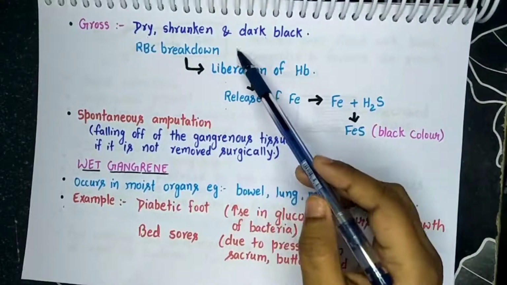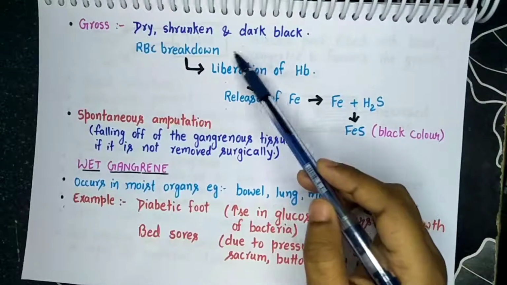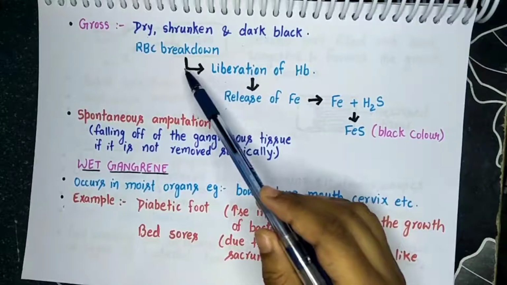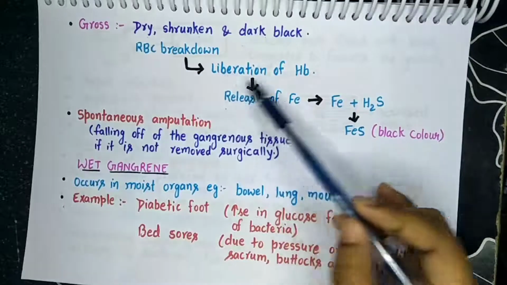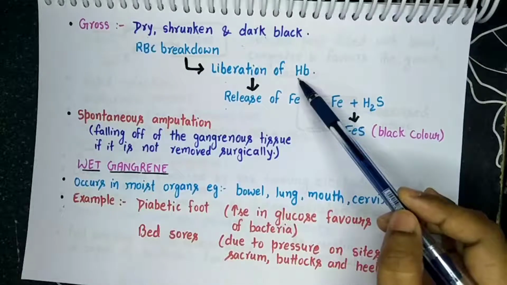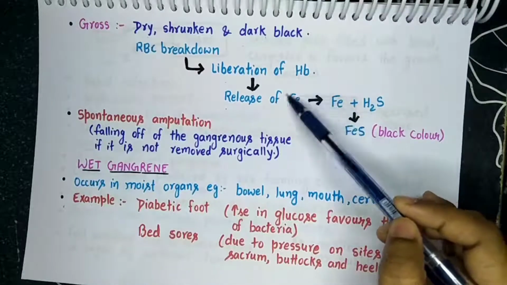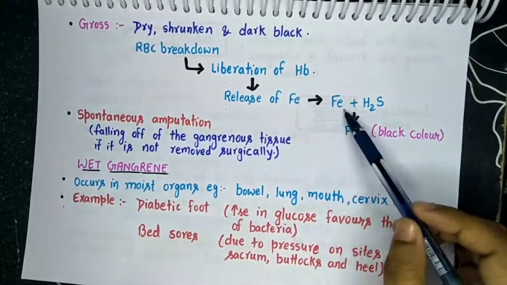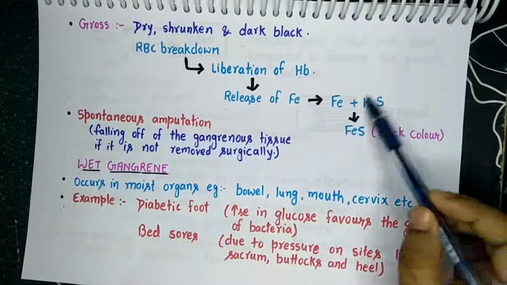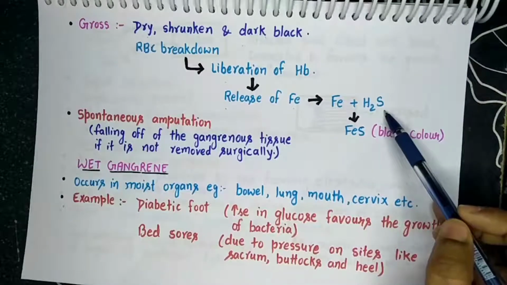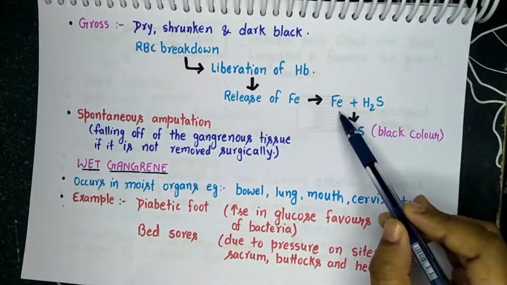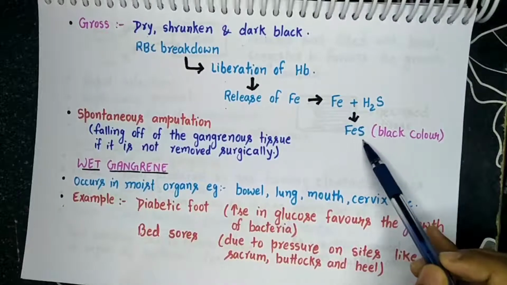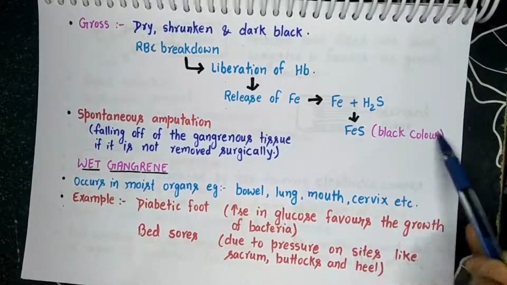Now, due to cellular death, the RBC present in the cell get broken down, and due to breaking of RBC, there will be liberation of hemoglobin. And as we all know that hemoglobin is composed of iron, so obviously there will be release of iron, and this iron will combine with H2S, hydrogen sulfide, that is produced by bacteria. And this iron and hydrogen sulfide combine to form iron sulfide, which gives black color to the necrosed tissue.